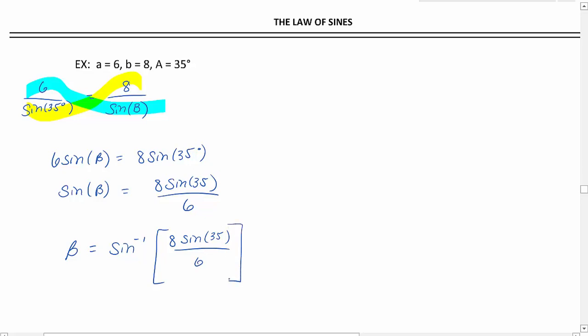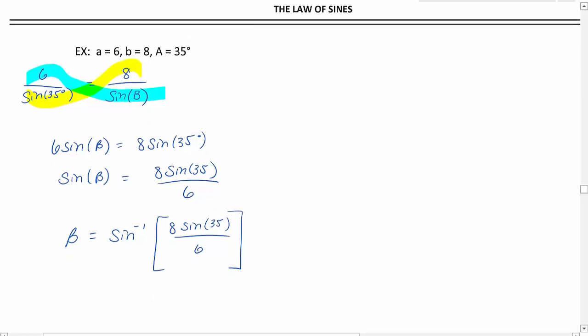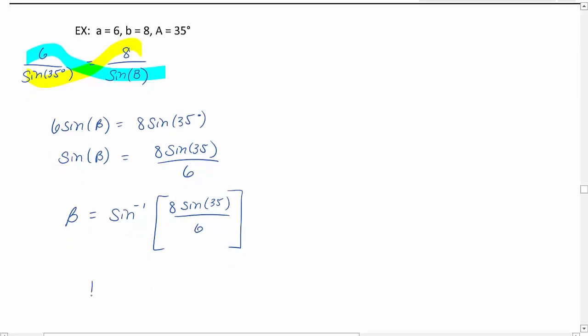And we're going to plug it into our calculator. When we do that, we get not an error, we get a number. Remember, we're rounding to the nearest hundredth. We get 49.89 degrees. And that's a great answer.